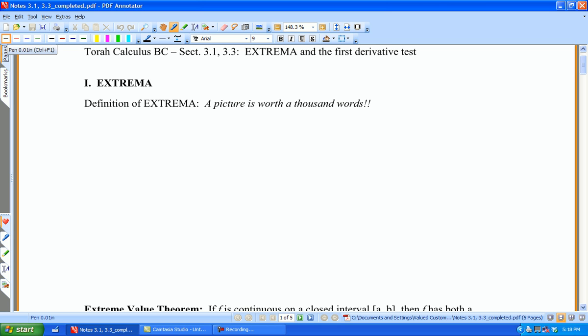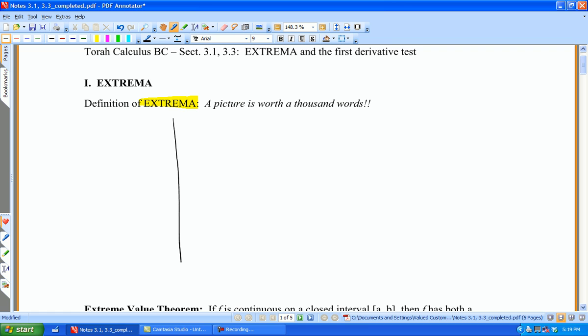Okay, so the first thing is we need a definition of what it means to have extrema. I really think that sometimes when we write out these definitions with a lot of words, we get lost in the words. So I think a picture will actually probably be just as good for us as a long list of words for a definition.